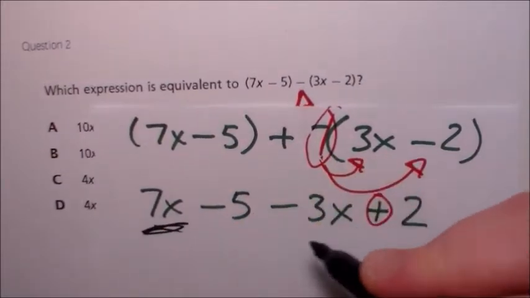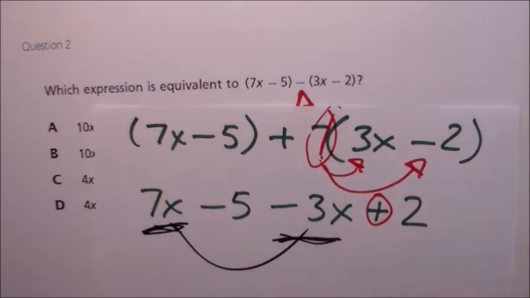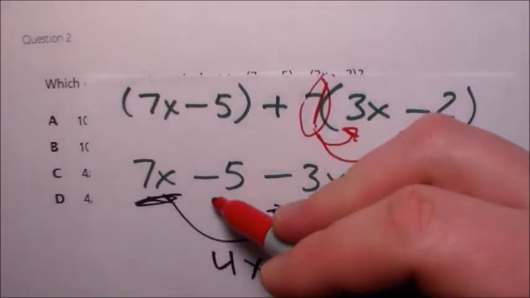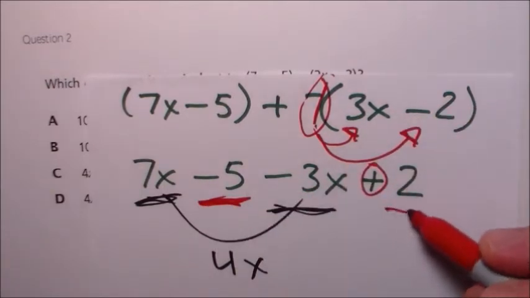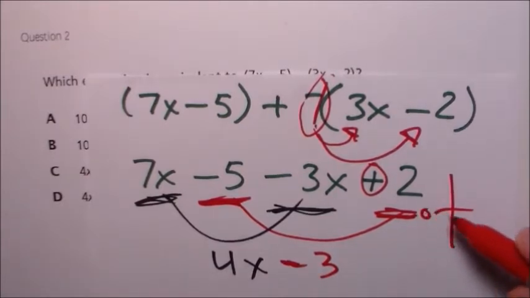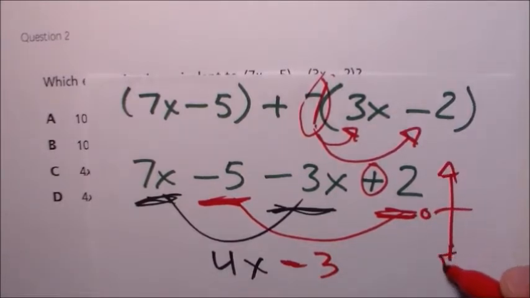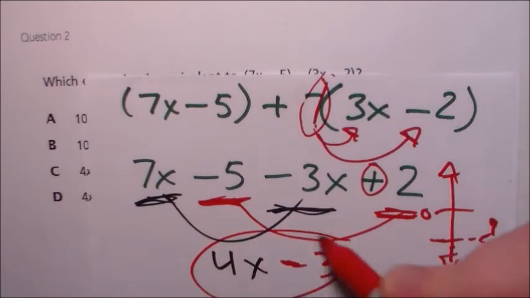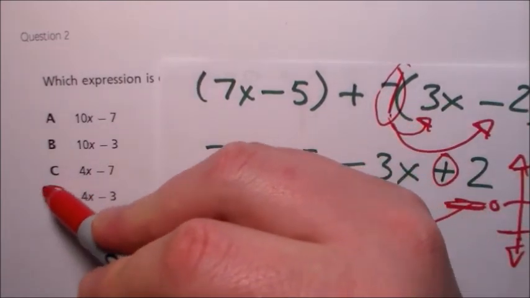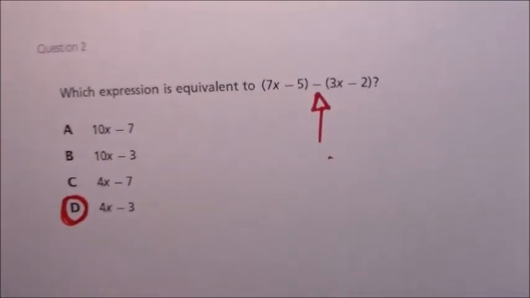We have 7x minus 3x gives us 4x. And we have minus 5 plus 2 gives us minus 3, right? Because you're on a number line, here's 0, here's -5, and you add 2, you're going to get to -3. And that's going to be our answer. 4x minus 3. And we're good.